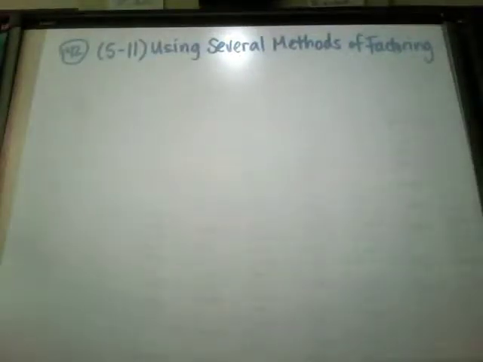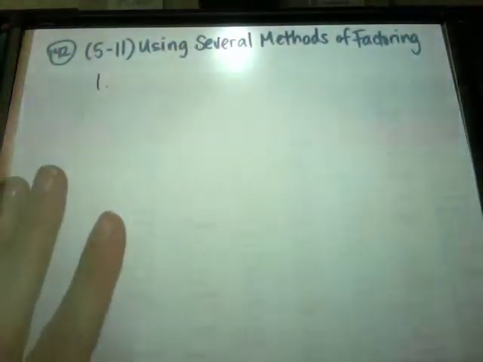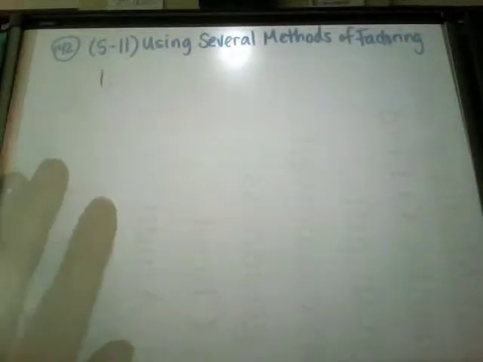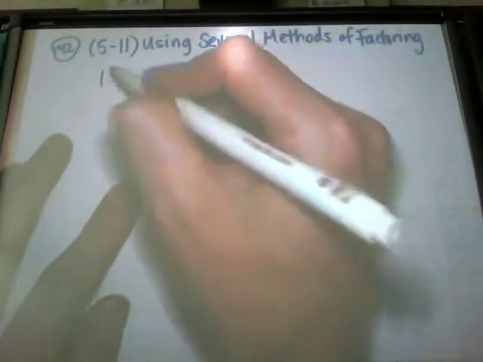11. Using several methods of factoring, we are going to put everything together. And here you're going to start to see all different kinds of problems, and you have to figure out how to factor them. There are some steps listed in your book. I'm going to try to abbreviate as much as I can so that we don't spend too much time writing. The first thing, I'm adding a step though.